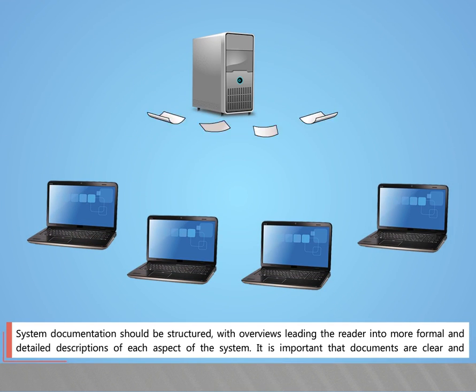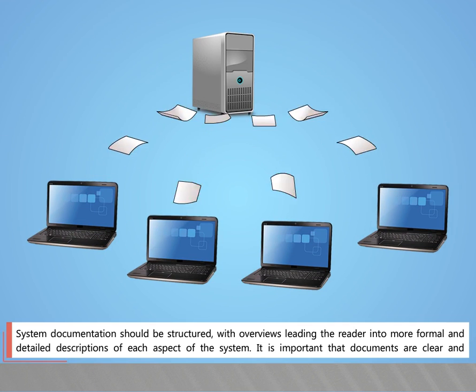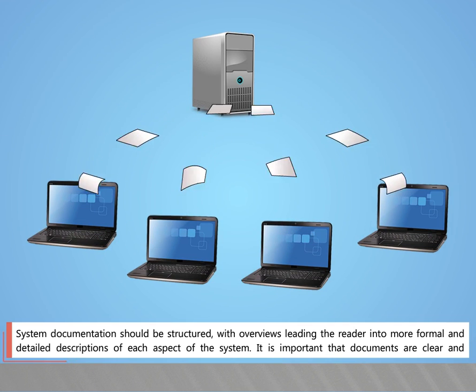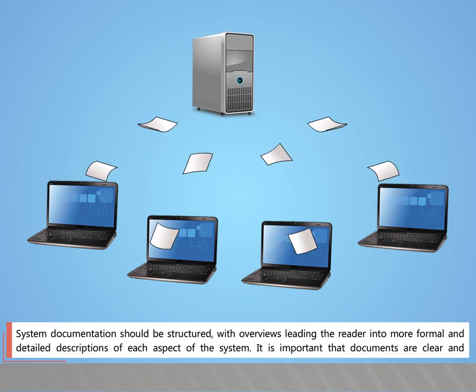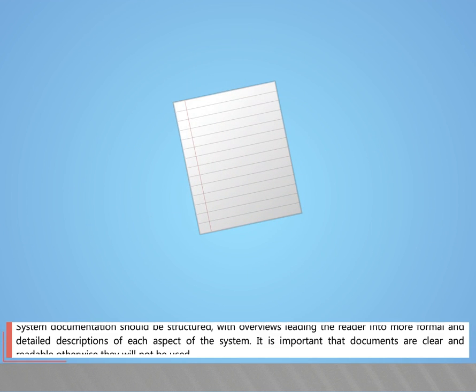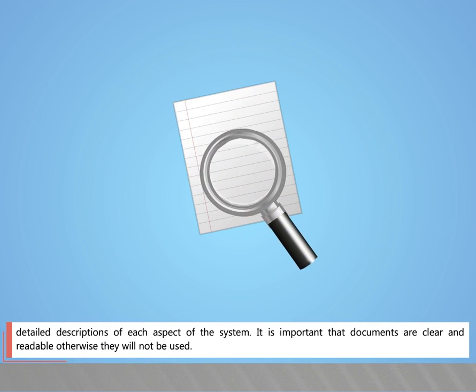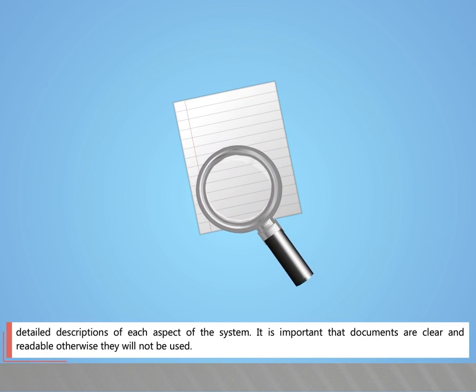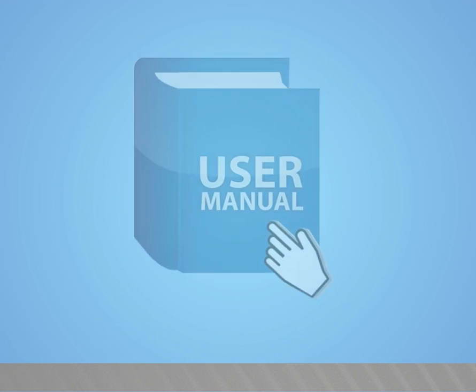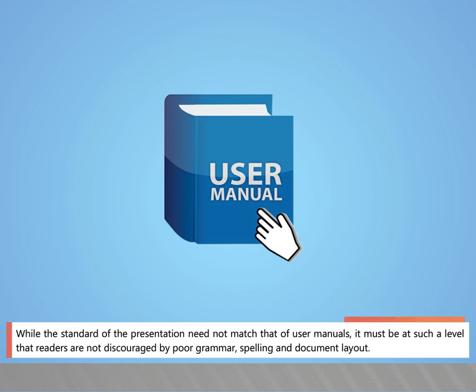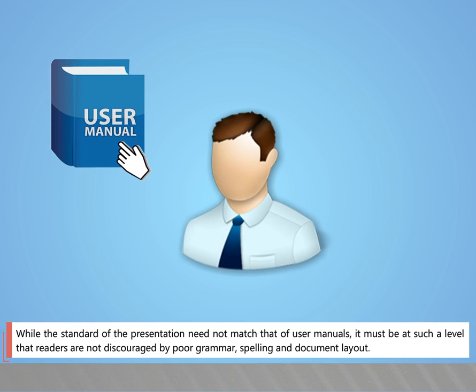System documentation should be structured, with overviews leading the reader into more formal and detailed descriptions of each aspect of the system. It is important that documents are clear and readable, otherwise they will not be used. While the standard of the presentation need not match that of the user manuals, it must be at such a level that readers are not discouraged by poor grammar, spelling, and document layout.